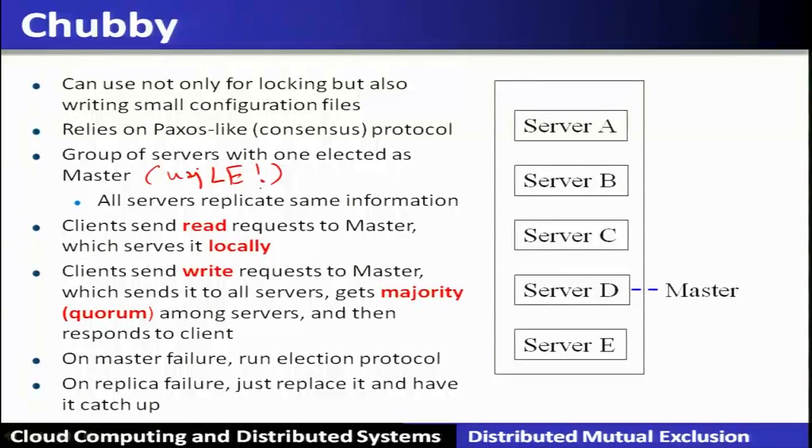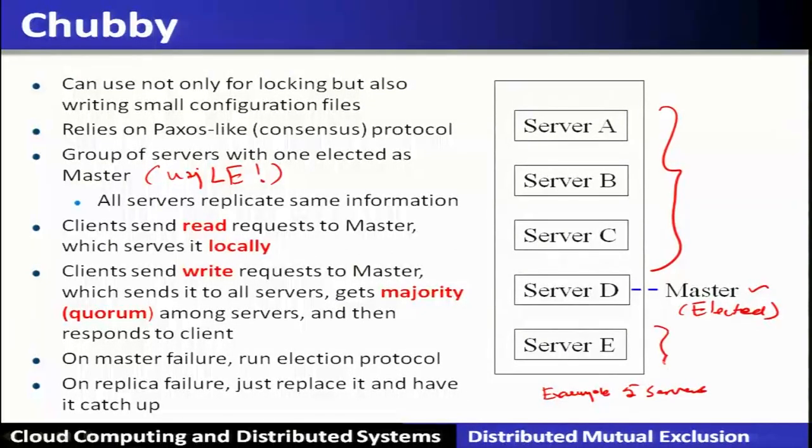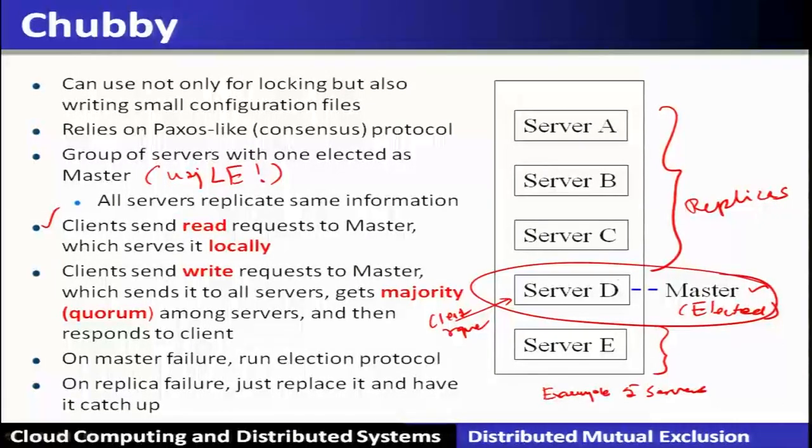And other servers are the replicas. In this example, this is a group of 5 servers, one which is called a master, let us say that it is elected among the 5 servers, and all other servers which are not elected are called replica servers. In this particular protocol, the client will send the requests. The read request will be sent to the master and the master will serve it locally. So, the client sends the read request to the master which serves it locally directly.